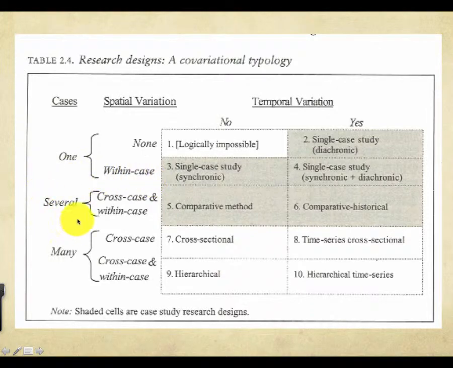Or you focus on several cases. That's usually in the order of between 2 and 10. And here again, you can focus either just on cases or also within-case variation, and the same thing is true for many cases. And this gives us essentially two broad categories of explanations or research designs. The gray boxes here are referred to as case study research designs, and the white boxes down below here would be large-N statistical research designs.